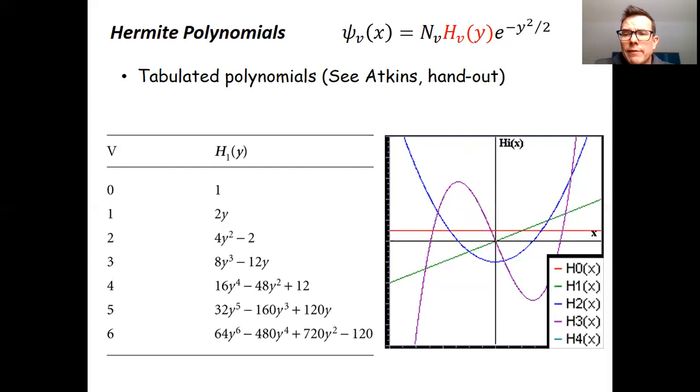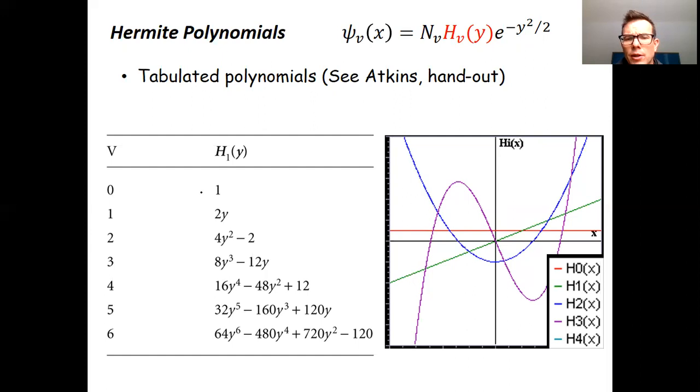So these polynomials have a specific name. They're called Hermite polynomials, and they were derived by a famous mathematician, Hermite. And at this point, we can consider them simply to be tabulated polynomials. You can look them up in a book, and they're in Atkins. I will post a handout to Canvas that has all of this information. I've listed them here, so these are the different Hermite polynomials for different quantum numbers v.